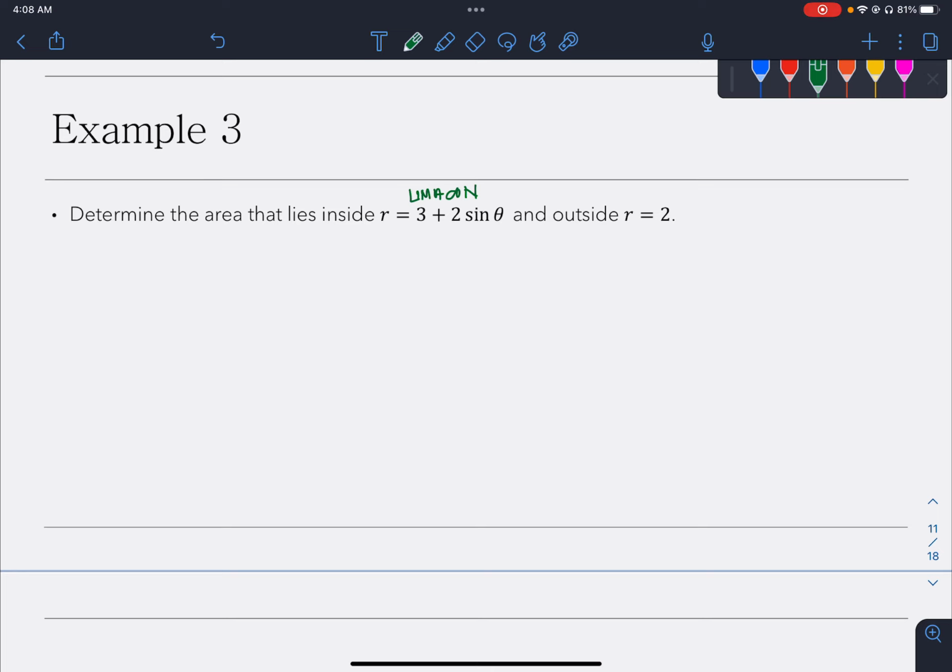And then r = 2 is a circle. So we are to determine the area that lies inside the limacon, but outside the circle. So inside the limacon, but then outside the circle. We need to take a look at the boundary of the limacon and that of the circle. So we have r = 3 + 2 sin theta for the limacon and r = 2 for the circle. So let's try to graph this one.